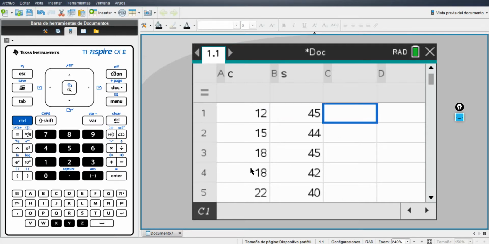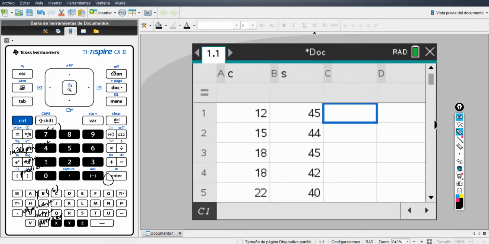Okay, so let's do a regression, a linear regression. What does that mean? It means that we will be getting, let me write that for you. Gonna be doing a linear regression.